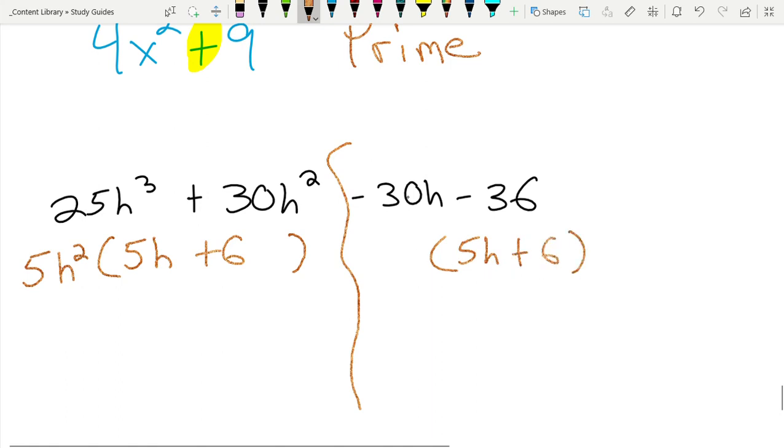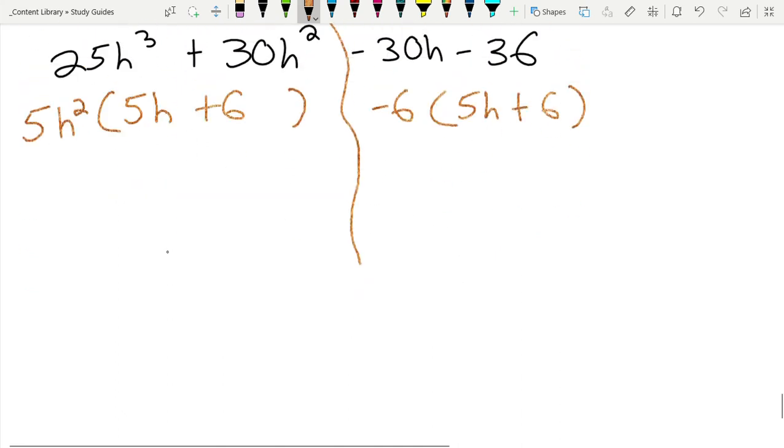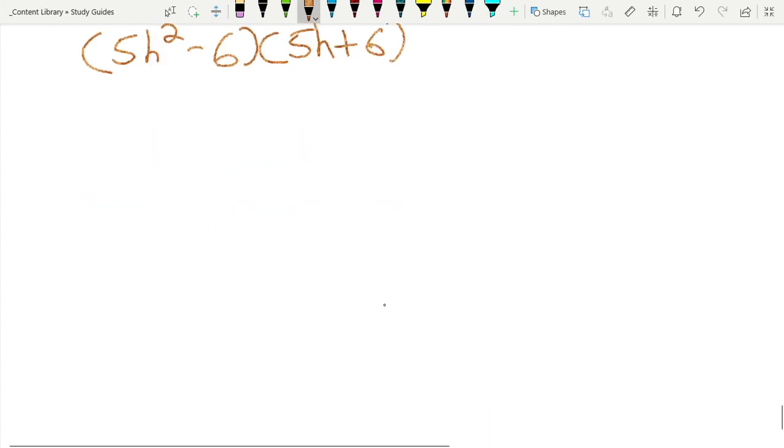What times 5 is negative 30? Well, that would be a negative 6. Negative 6 times 6 is a negative 36. So we've got our outsides, which are 5h squared minus 6, and our insides, which is 5h plus 6.